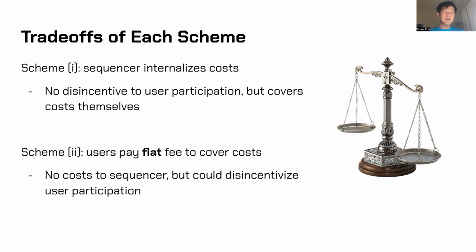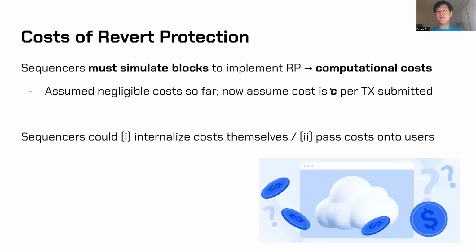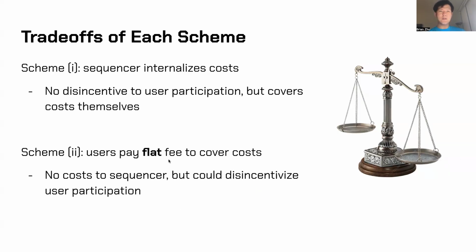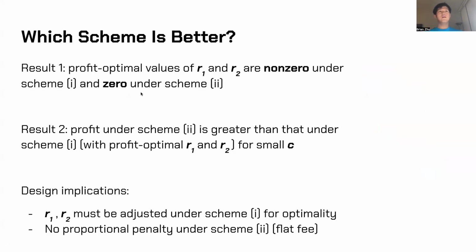Under the second scheme, we suppose that users pay a flat fee to cover costs. In our paper, we only take the flat fee to be C, although in reality, the sequencer can choose to make their own flat fee rate. So here, there's no cost to the sequencer, but this could disincentivize participation from users.